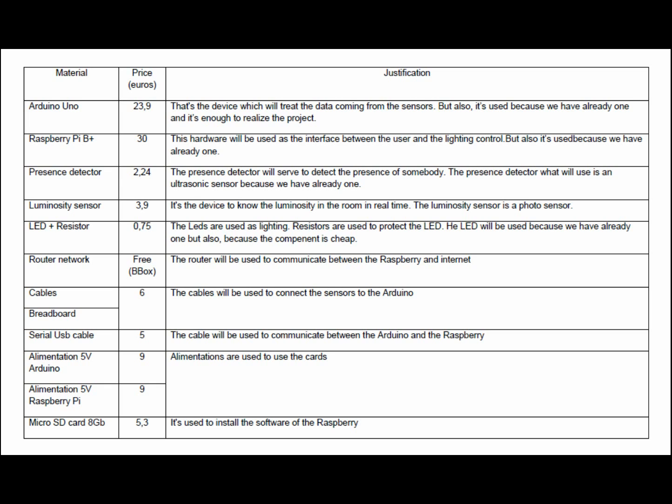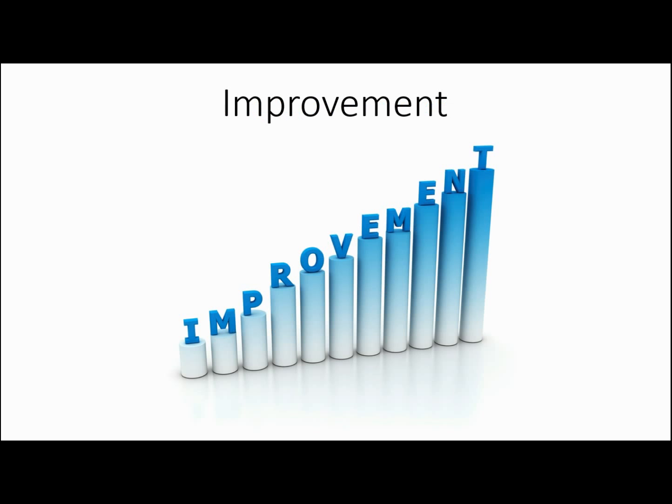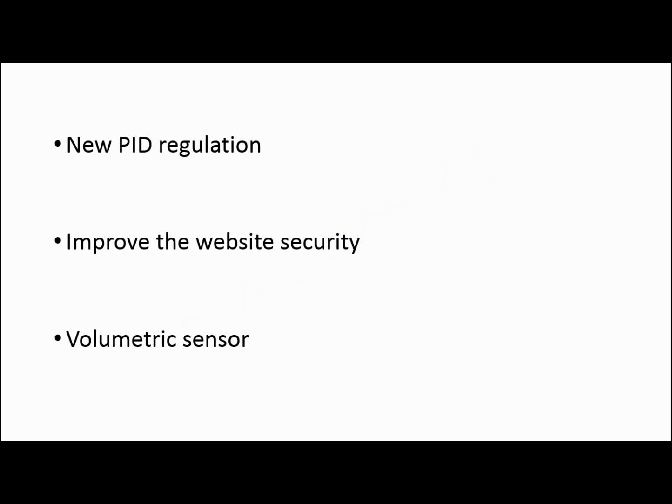This list presents the price of the different equipment. The total price is 95 euros, but the real project with the good volumetric sensor will cost around 300 euros. If we obtain a significant amount of money, we should develop some upgrades like a new PID regulation, improve the website security, and implement the new volumetric sensor.